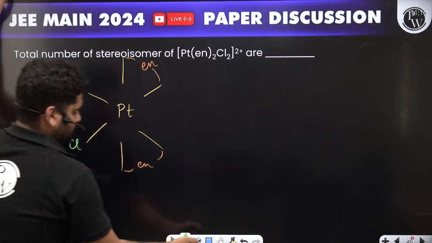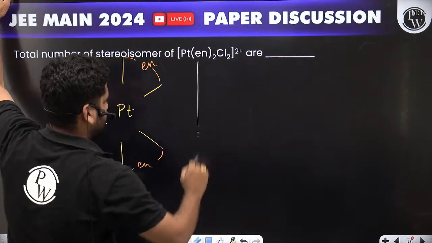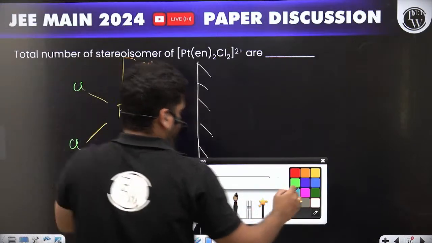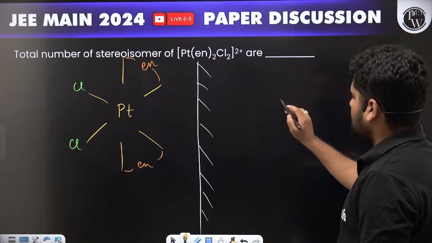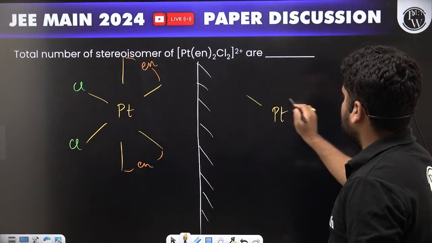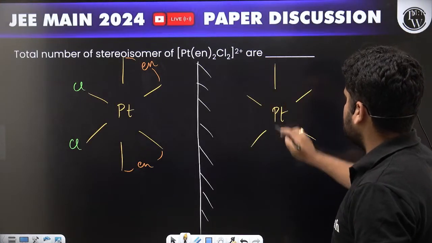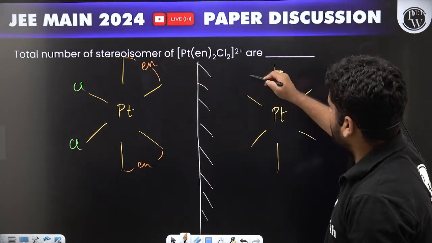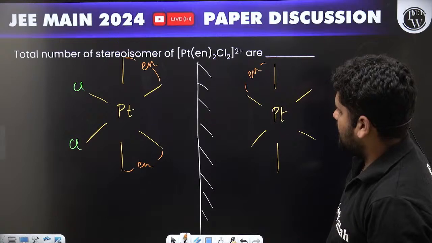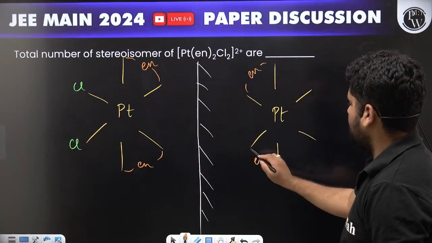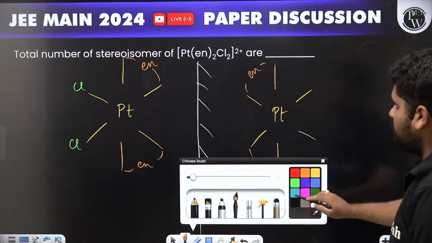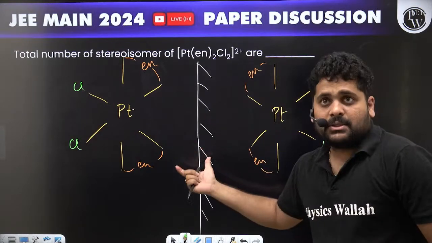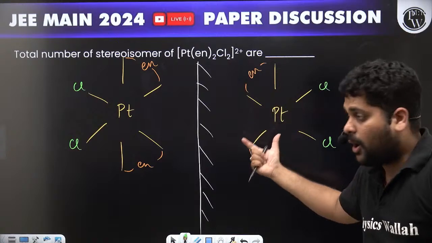Okay. Now just put a mirror in between. When you put a mirror in between, you would be getting the counterpart. The mirror image should be non-superimposable. So the en part, this en would appear over here, and this en would appear over here, and chloride would be at the opposite. Chloride and chloride, right? So these two are optical isomers.